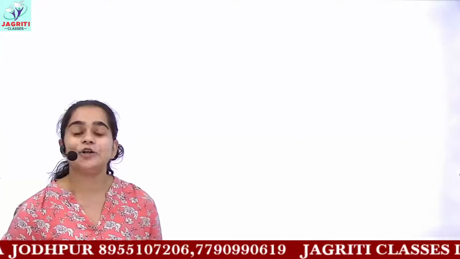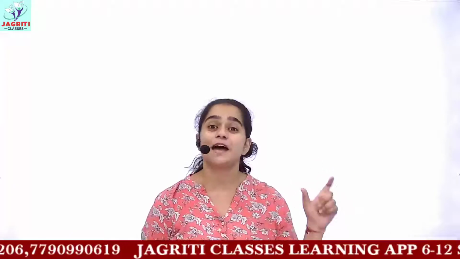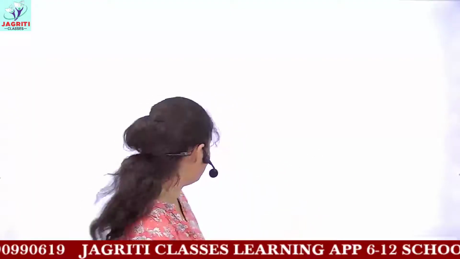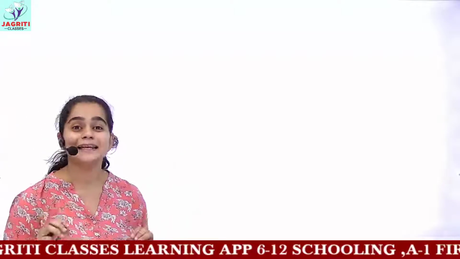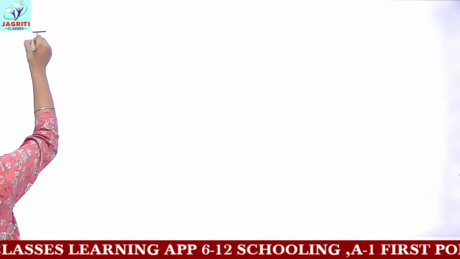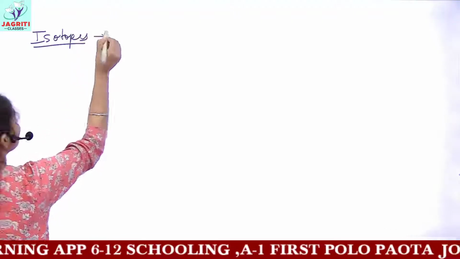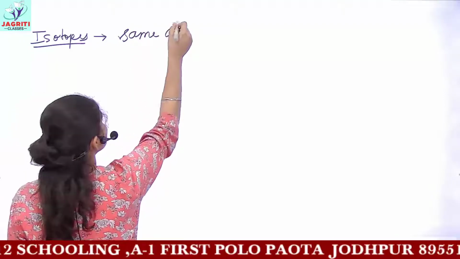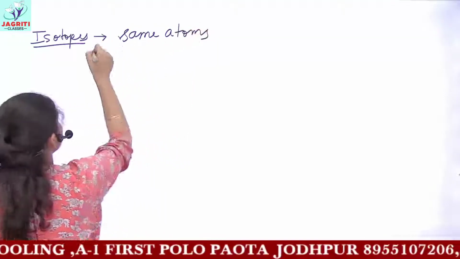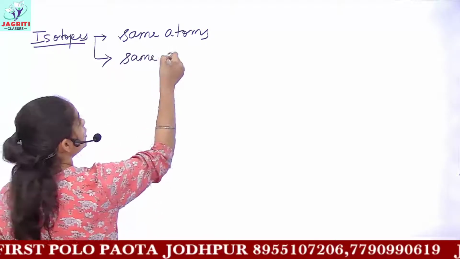Now we were doing a topic about isotopes. So isotopes were the atoms belonging to the same element which have the same atomic number but different mass number. So we have three important terms regarding the definition of isotopes. Isotopes are the elements which have the same atoms. Then you have the next important term, that is they have the same atomic number.